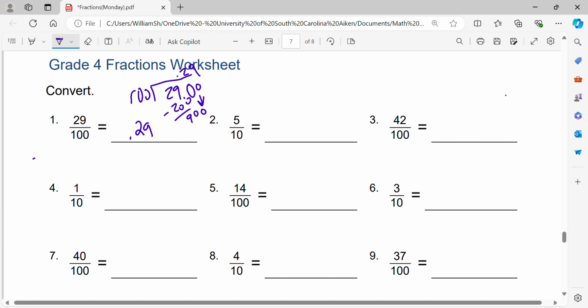If we go into the second one here, we have 5 out of 10. If we want to convert that to a decimal, using the division method, we divide 10 into 5. Clearly it won't go into 5, so we add a decimal and a 0. It will go into 50 5 times, and we're done. So the decimal conversion here is 0.5.